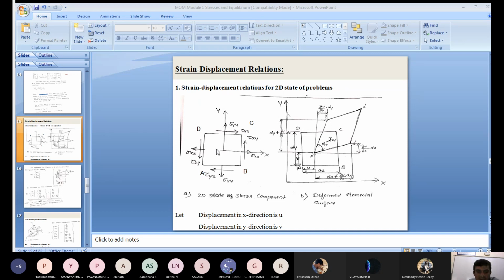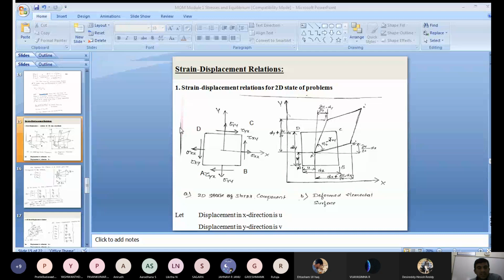Normal stress is sigma xx, or you can represent it as sigma x. Sigma xx means sigma stands for normal stress. The first subscript x stands for plane. The second subscript x stands for direction. It means normal stress acting in the x plane, x direction.